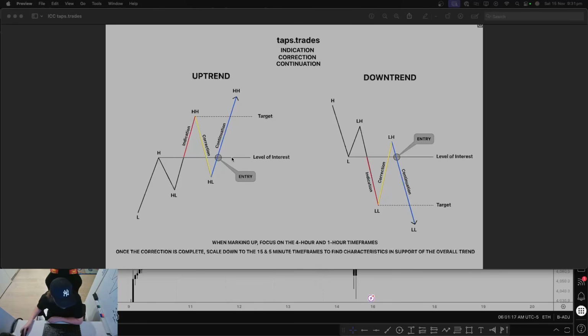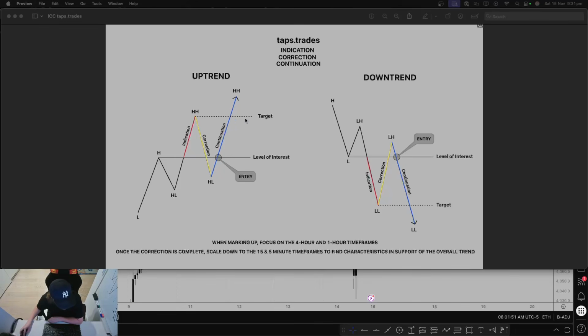Price then breaks above this level of interest, because we know that if we're in an uptrend, buyers were strong here. So if price breaks above this level, it has the potential, and it is highly probable, that buyers will step back in and take price back up to create another higher high. Now, where are we setting our targets? We've already indicated that our entry is at this level here once we've confirmed the indication and correction phase.